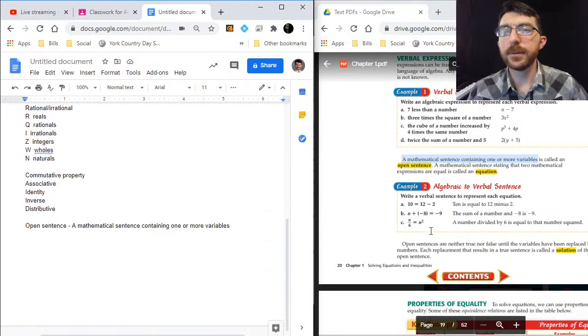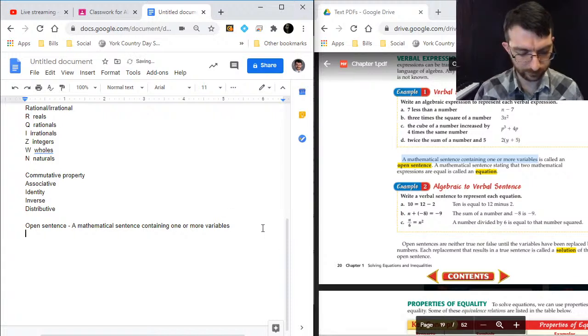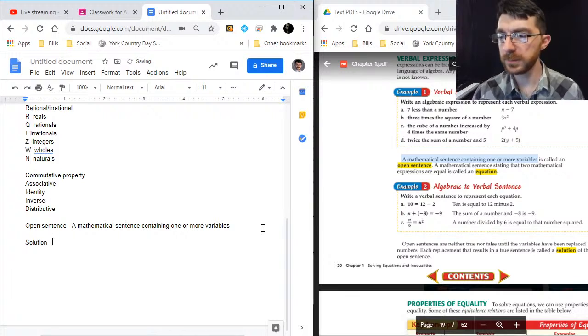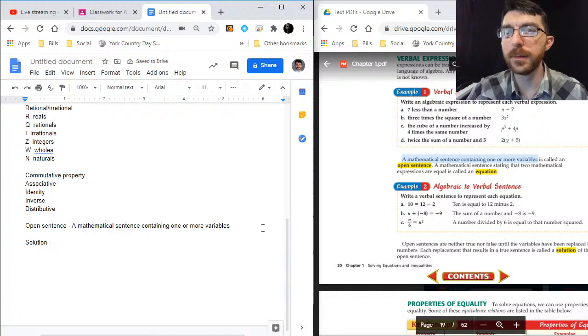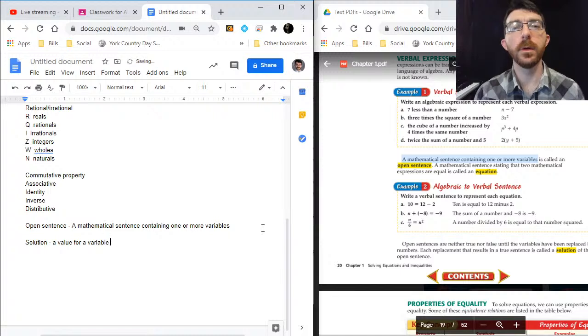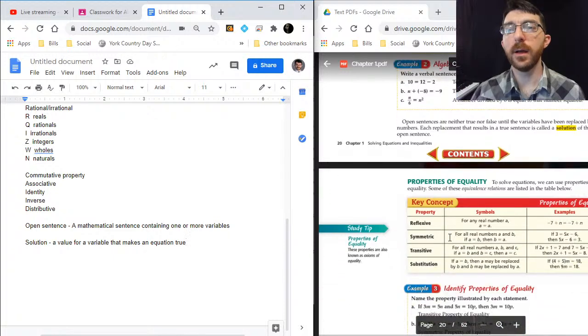Okay, where was I? Solution. That would be: sentences are neither true nor false till the variables have been replaced by numbers. Each replacement results in a true sentence. A value for a variable that makes an equation true. It says open sentence, but I don't know.